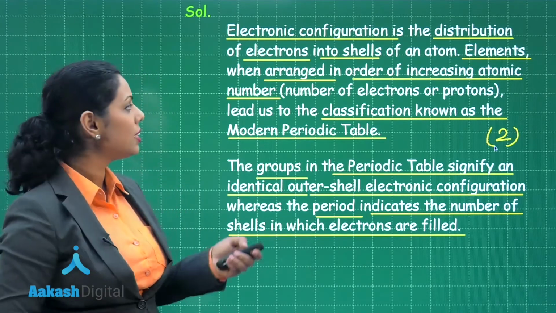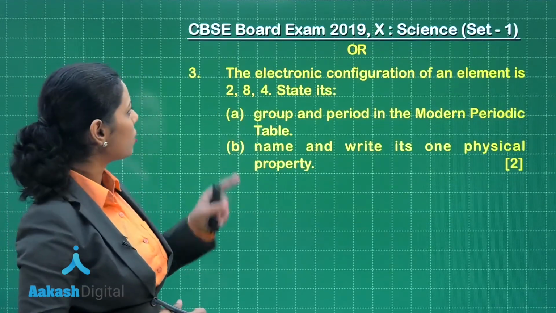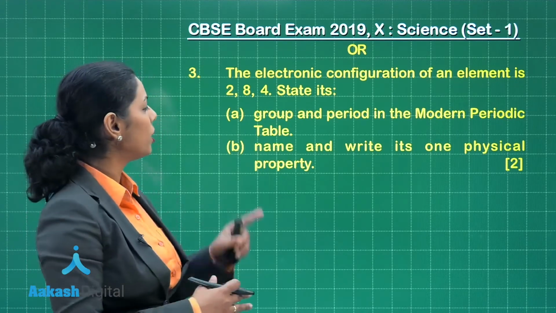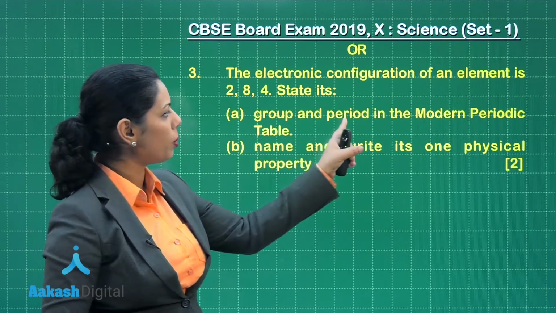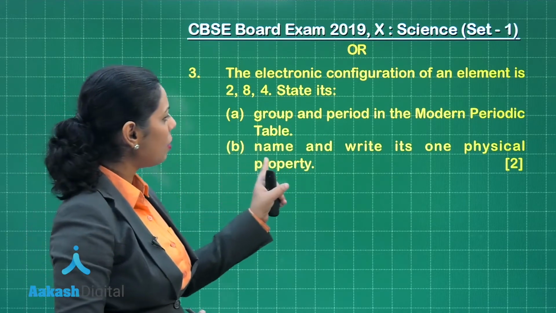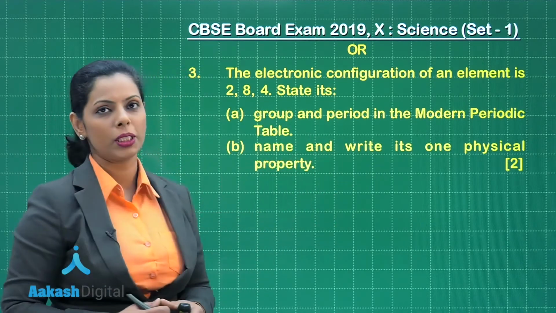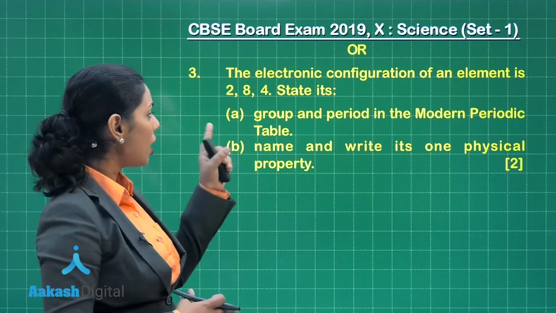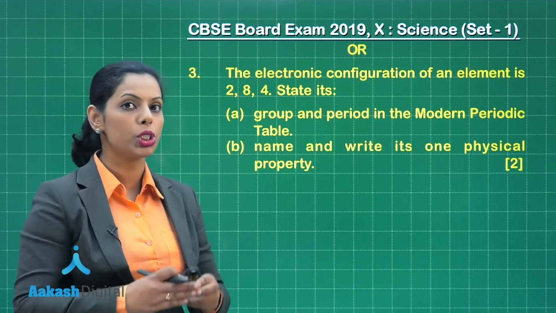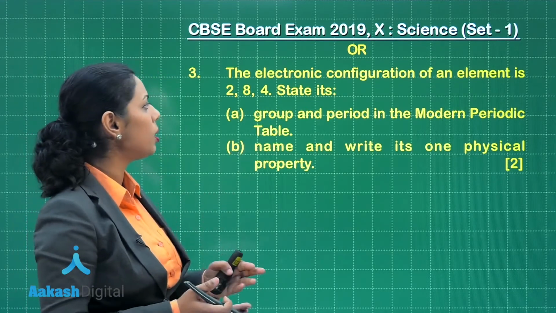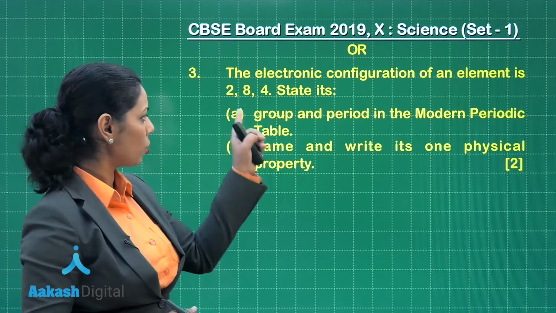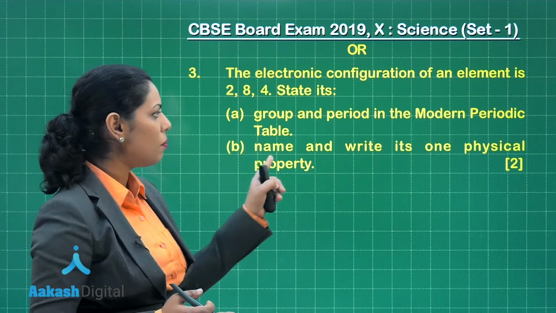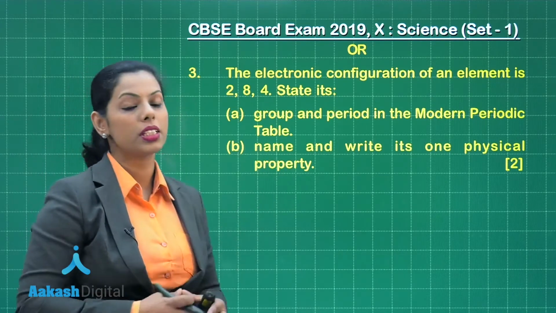Now, after this, another choice is there in this question. The electronic configuration of an element is 2, 8, 4. State its group and period in the modern periodic table. Name it and write its one physical property. In this case, on the basis of electronic configuration, you are just going to provide the position of this element in the modern periodic table. It means you are just going to specify its group number and the period number. Along with that, you have to mention its name and write its one physical property.